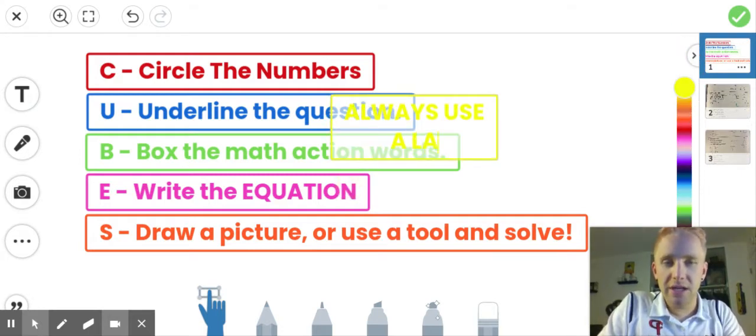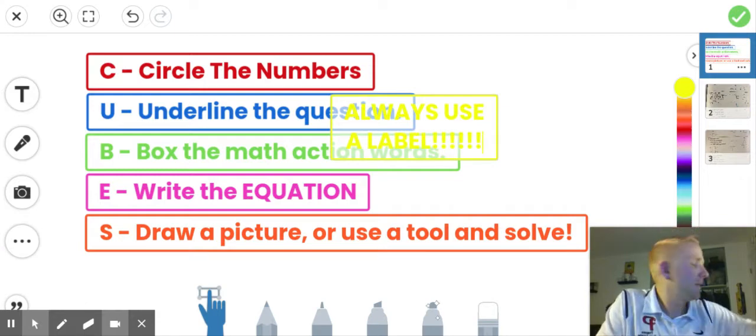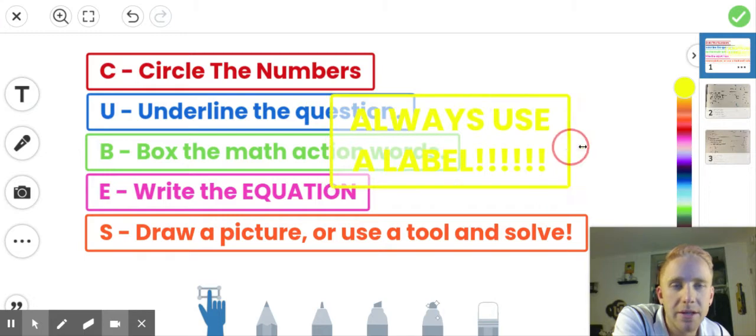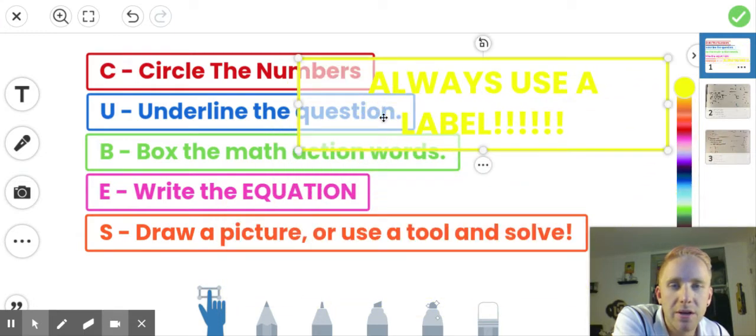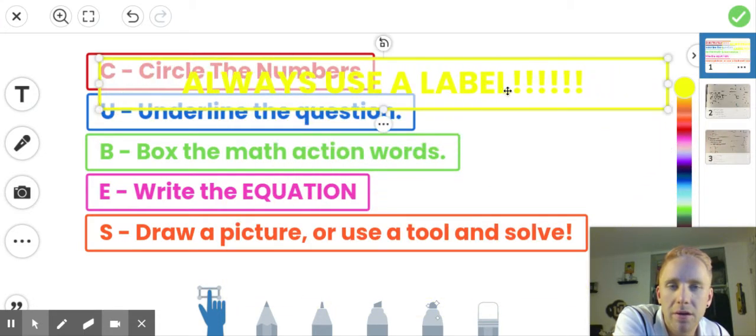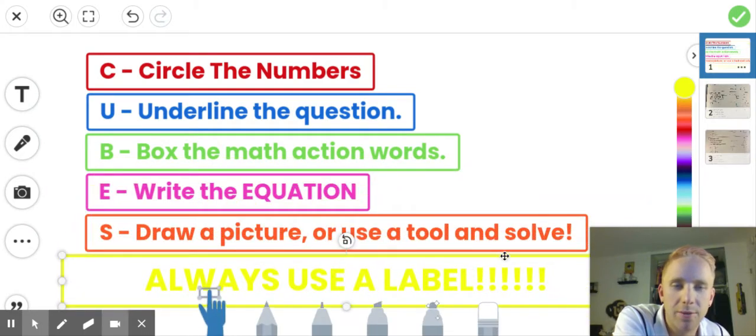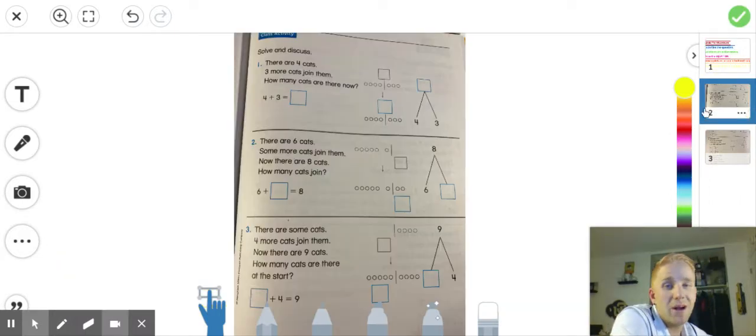Always use a label. We always, always, always. I'm going to make him big too. Always use a label. All right. So that's important. So let's go ahead and dive into our actual problems today.